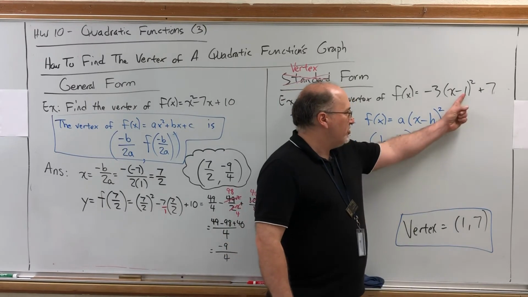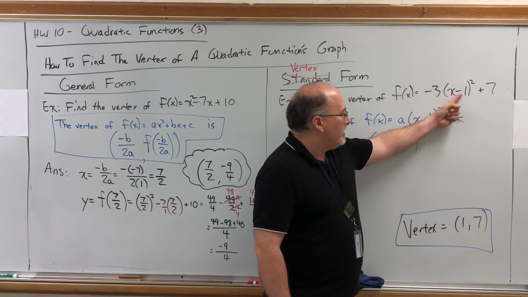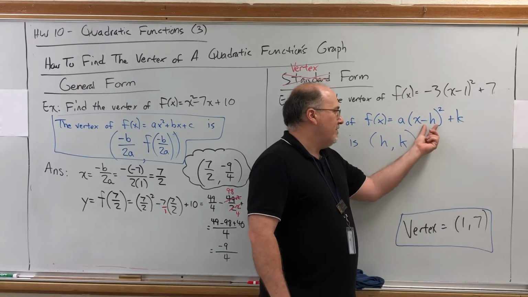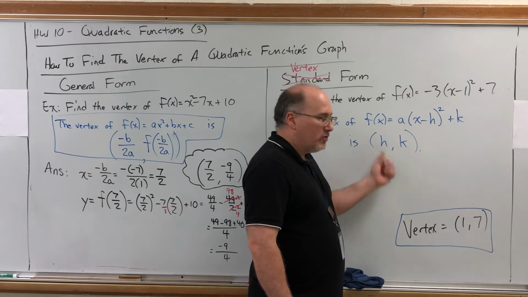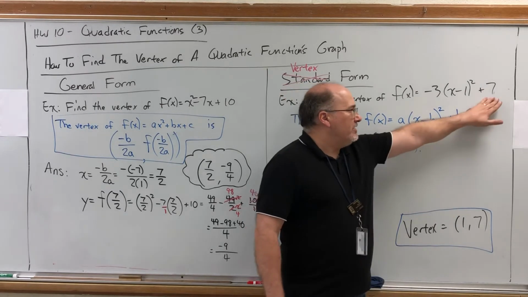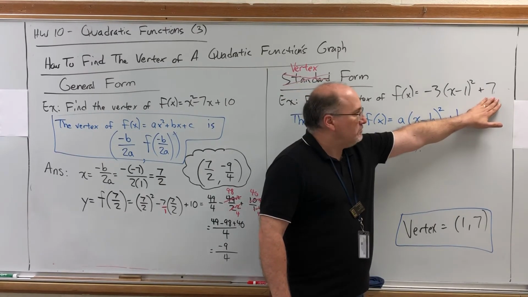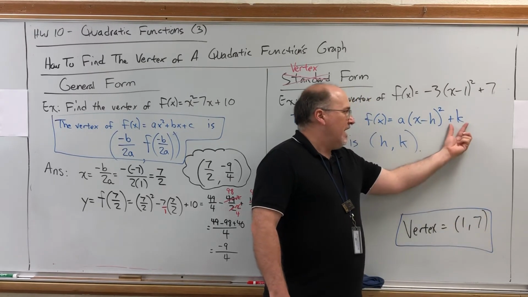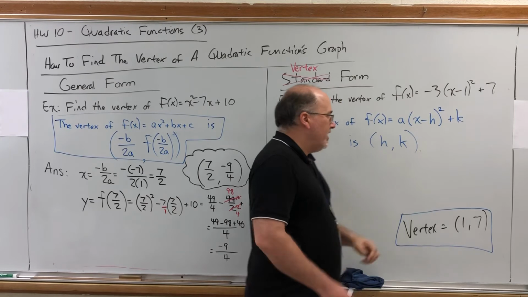The number in the parentheses changes signs. It was a -1, but in the vertex it was a 1. It's a negative h, but in the vertex it's an h. And the number at the end doesn't change signs. At the end it was a 7, and it's still a 7. At the end it's a k, and it's still a k.